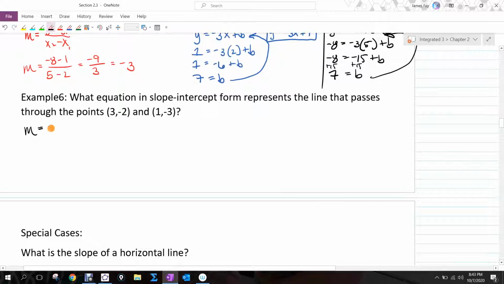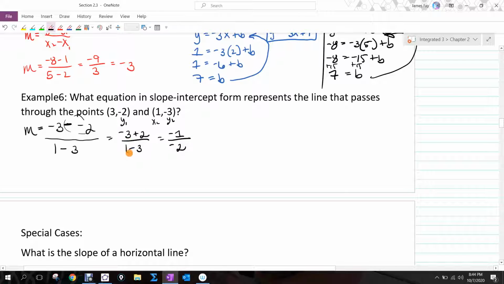Slope: y2, so it's going to be y2 minus y1. Just be careful, it's always minus. That's part of the formula, and it's a -2. And then x2, which is 1, minus 3, so it's going to be -3. Remember, a minus and a negative turns into a positive, so it's actually -3 plus 2, and then 1 minus 3. So I'll have -1 over -2, and that will turn into 1/2. So that's my slope.